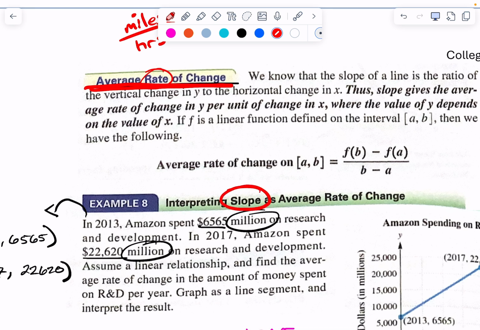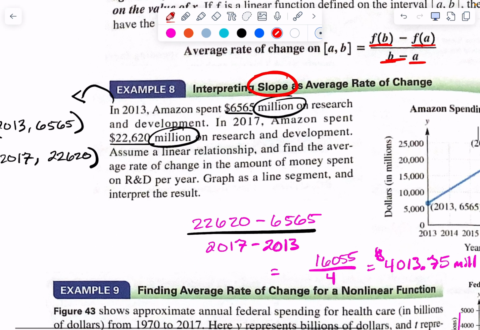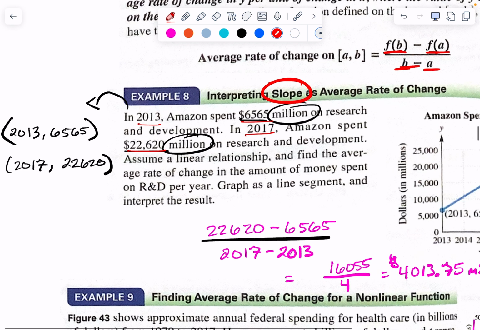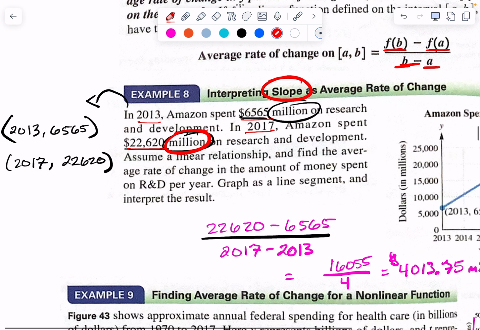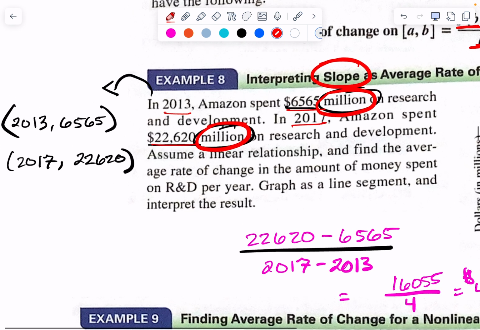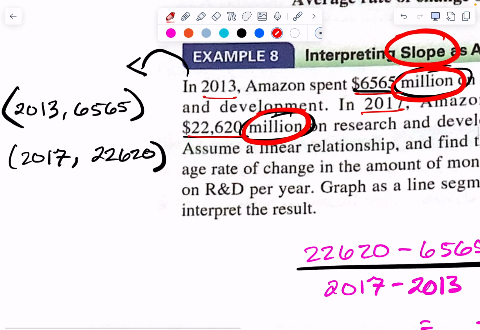So you're doing y2 minus y1 over x2 minus x1. That's all you're doing, okay? In this example, they said in 2013, Amazon spent this much, and in 2017, Amazon spent this much. The thing to keep note of is that these are both in the same units, millions. If they're not, you want to switch them to be the same, but this one's okay because they're both in millions. So I wrote those out as ordered pairs: 2013, 6565, and 2017, 22,620.